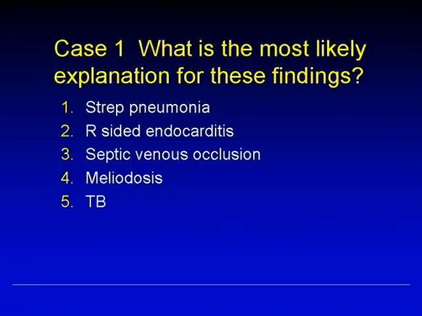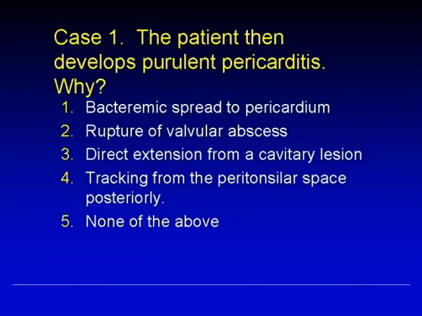A right-sided endocarditis is possible. Presenting with pharyngitis is unusual, and we're not given any risk factors for right-sided endocarditis. We don't have any other skin lesions. There's no history of drug abuse. But it would have to be in the differential diagnosis because it would explain something flipping septic emboli to the lungs and causing cavities. But the real concern in this man should be a septic venous occlusion. And that's in fact what he had.